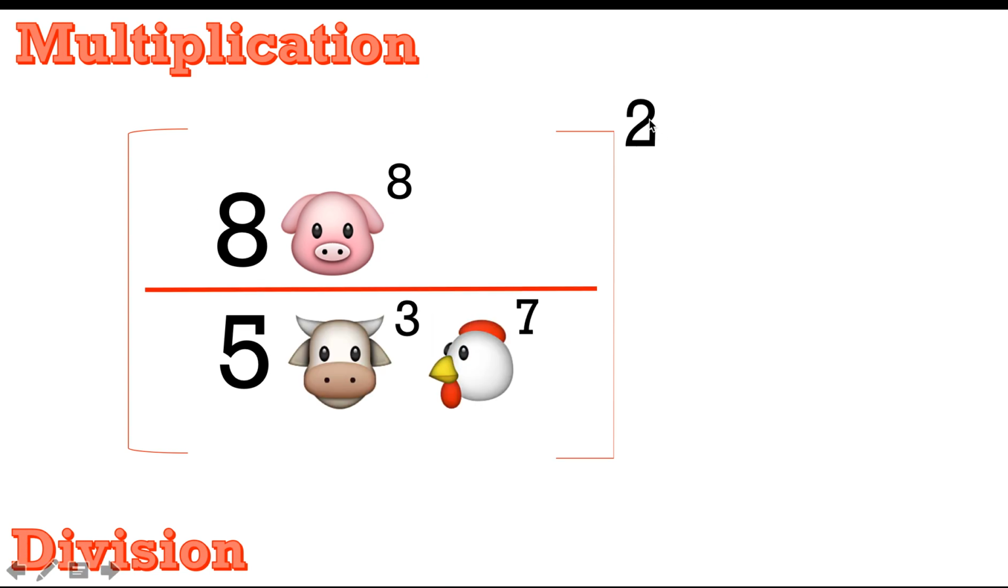So now we can look at this 2, and we can apply this exponent to each of these terms. So 8 squared is 64, p to the 8th power squared is p to the 16th, and on the bottom we're going to have 25 c to the 6th power r to the 14th power.